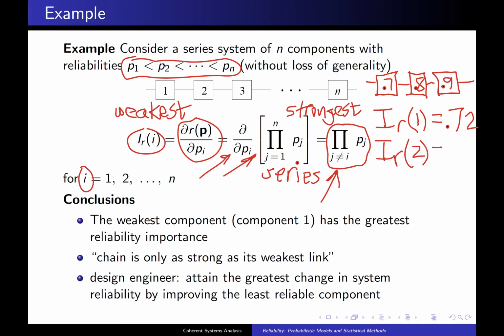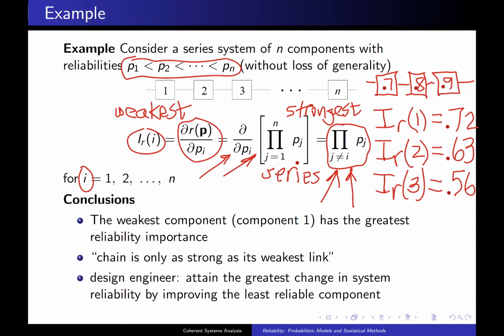To find the reliability importance of the second component, again, this formula tells me just multiply the reliabilities of the other two components. So I just multiply 0.7 times 0.9, and I get 0.63. Finally, to find the reliability importance of the third component, I simply multiply the reliabilities of the first two components, components 1 and 2, and that gives you 0.56.